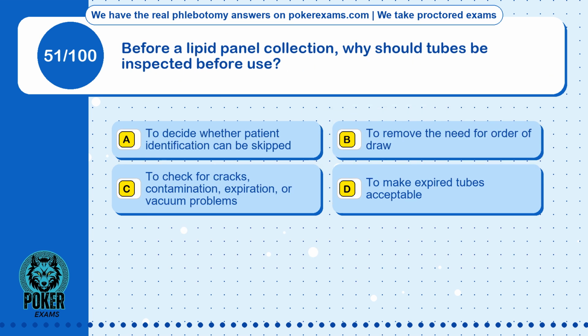Question 51. Before a lipid panel collection, why should tubes be inspected before use? Option A, to decide whether patient identification can be skipped. Option B, to remove the need for order of draw. Option C, to check for cracks, contamination, expiration, or vacuum problems. Option D, to make expired tubes acceptable.